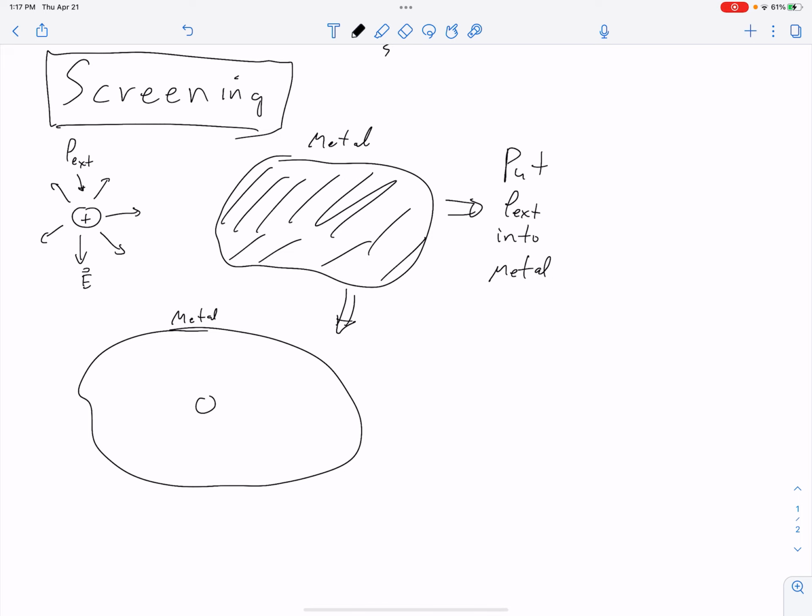But now I have this positive charge in here. And so what do you think happens? Well, a metal is something where I have all these electrons that are flying around, right? I got all these electrons buzzing about. And so what's going to happen is that the electrons will be attracted to this positive charge. And so I'm going to get sort of a halo of negative electrons around it. I'm going to get some charge.